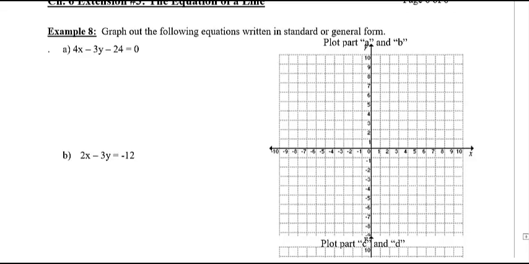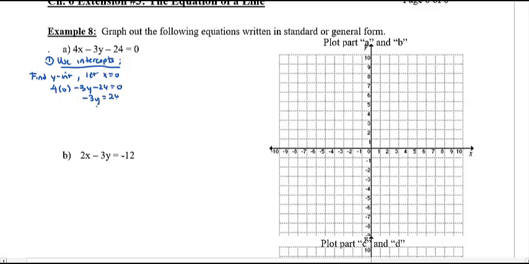Okay? So for part A, I'm going to use what I call the intercept method first. If I can find the two intercepts, then I can plot two points, and then I can graph out the line. To find intercepts, once again, you let x equal 0 to find the y-intercept. Now if I do that in the equation, look what happens. 4 times 0 minus 3y minus 24 equals 0. I can move the negative 24 to the side. I get y equals negative 8. Good. So I found the y-intercept is negative 8.